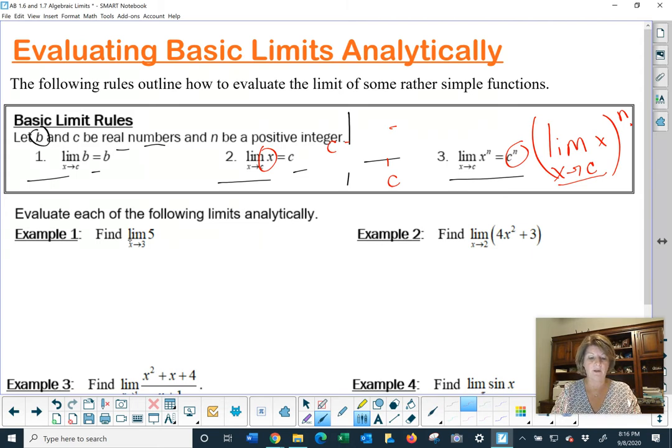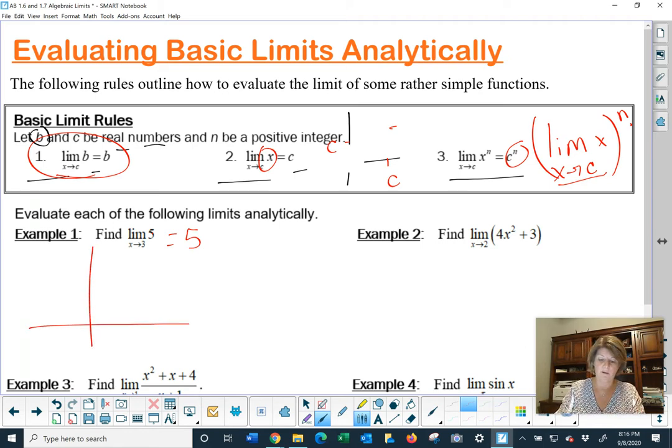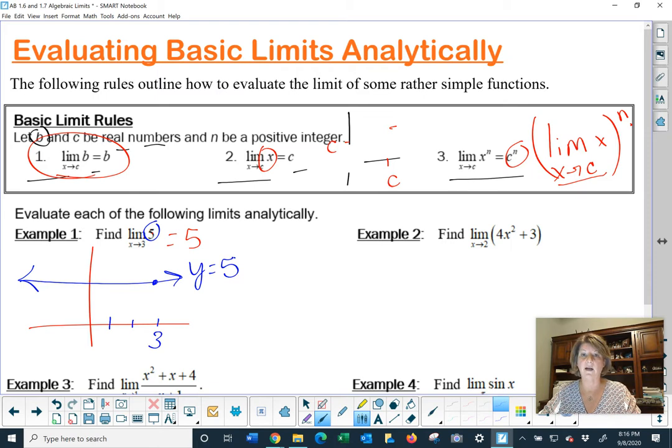The first example, the limit as x approaches 3 of 5. Well, that follows rule number 1. It will be equal to 5. Think about what the graph of this looks like. If my function is 5, I've got a horizontal line here at y equals 5. And no matter where I select, this one said at 3, my value will turn out to be a height of 5.